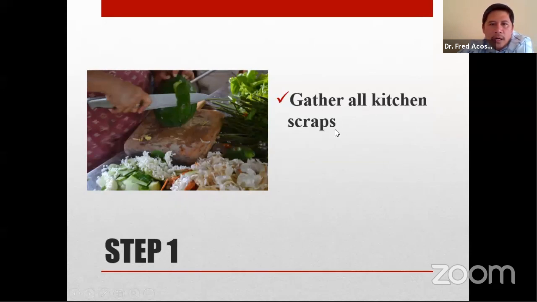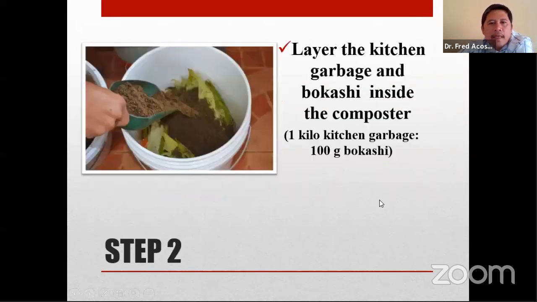So we gather all our kitchen scraps, and then we layer this kitchen garbage and bokashi inside the composter. For every 1 kg of kitchen waste, we need only 100 grams of bokashi. I will show you later how I produce bokashi, so that now you can do it also at home, or if someone would like to do a startup business producing bokashi, and you sell.